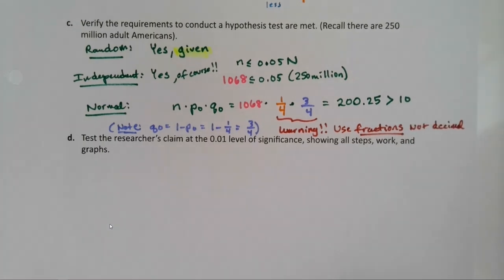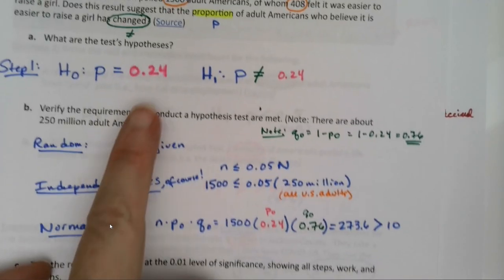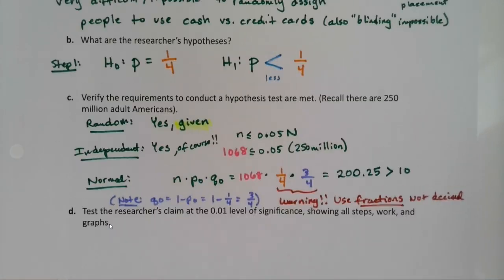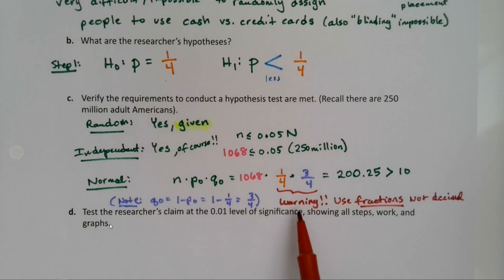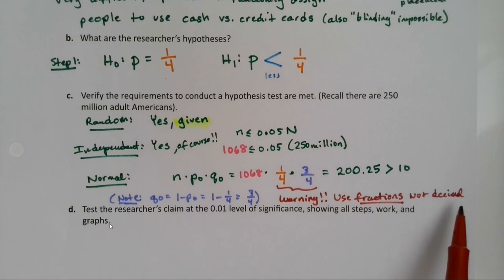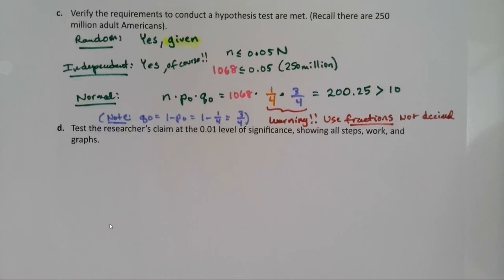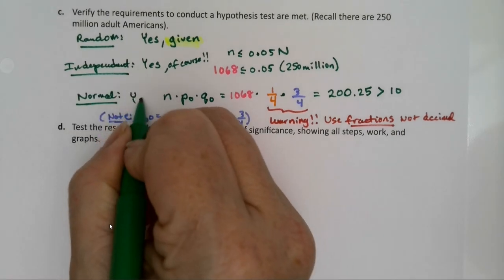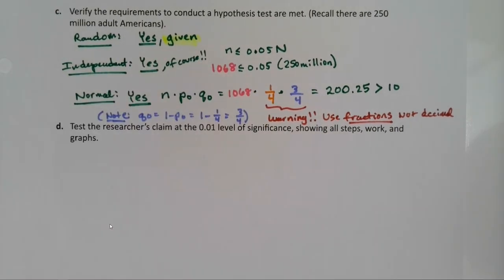Now, if the problem was given to you in a decimal, that's fine. That happened to us in our earlier example, where we had 0.24, and so we used 0.24, no problem. But here, because it's given to us as a fraction, we keep the fraction. Don't switch to a decimal for this particular part, because some decimals don't work out nearly as nicely. So this is great. 200 is greater than 10, so this is a yes. So we have yes, yes, yes. We are set to go. We have verified our requirements.